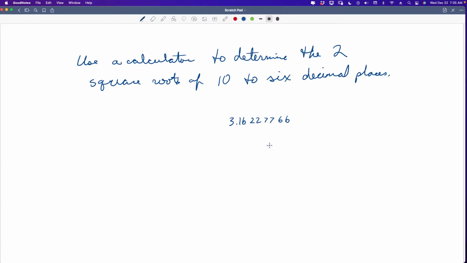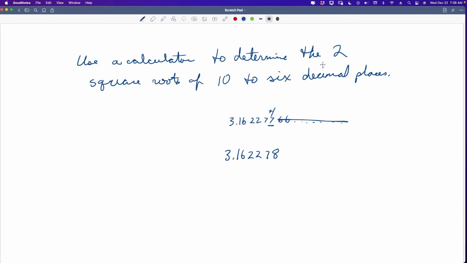316227766. All right, we want the 6th decimal place. That's right here. So is this number, and then we have a bunch of numbers out behind that. Is this number greater than or equal to 5? It is. So we cross this out and we add 1 here. So now the answer is 3.162278. That's how you do that.